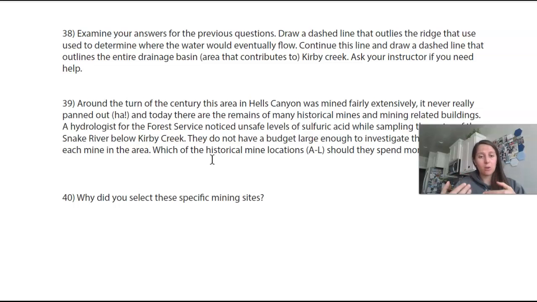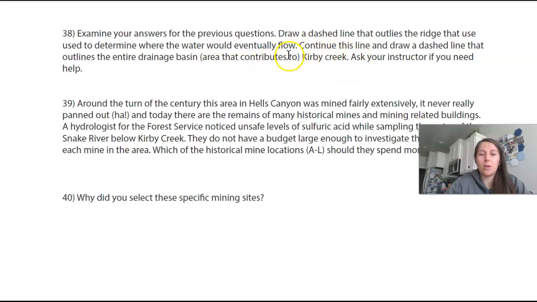I'm not going to make you do this part because it's a little bit confusing. It might be a little bit hard for you to do on your own. So I'll draw it for you, and based on that you can answer questions 39 and 40. And you'll see me do it. So continue this line and draw the dashed line that outlines the entire drainage basin. That's what I'll do in that area that contributes to Kirby Creek.